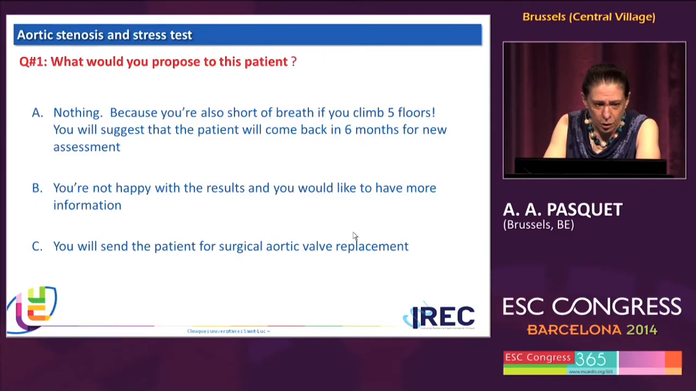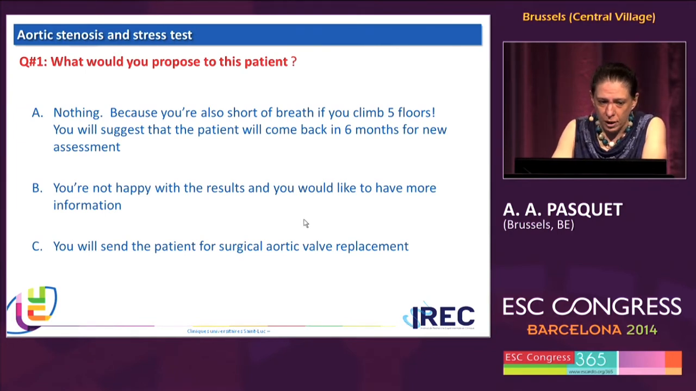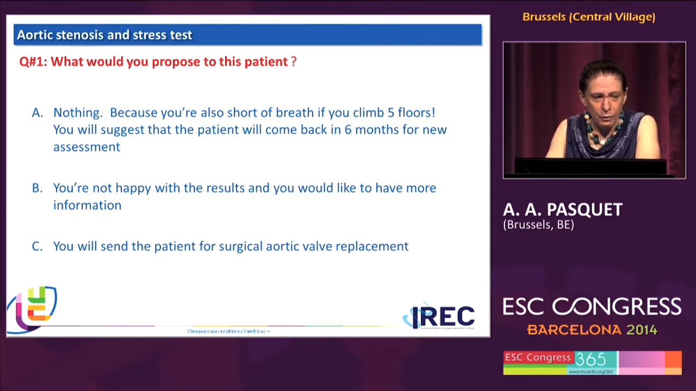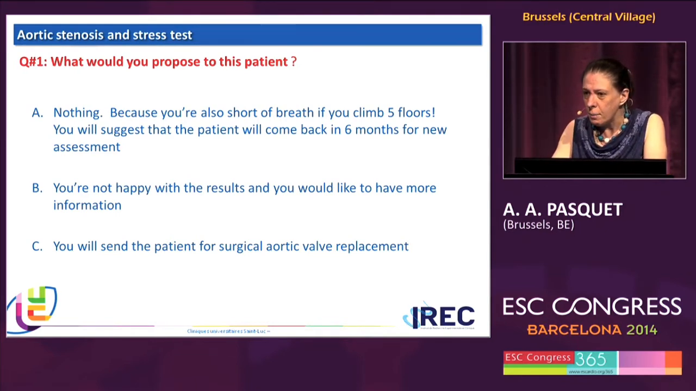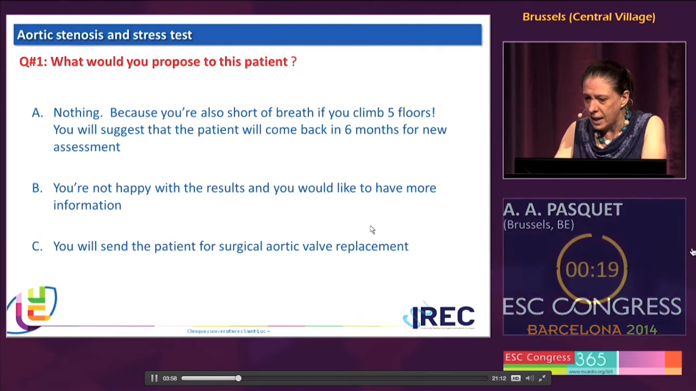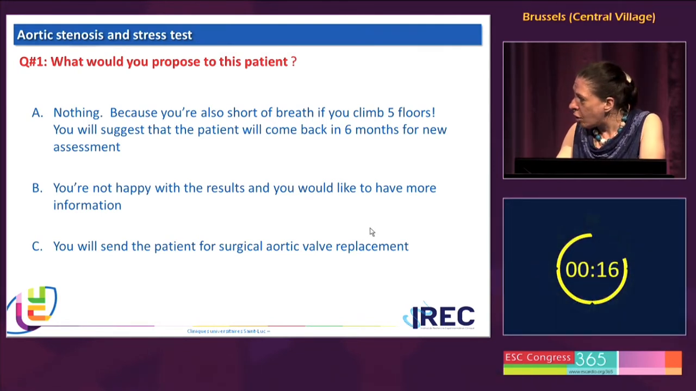My first question is, what would you propose to this patient? First, nothing, because you are also short of breath if you climb 5 floors. Second, you suggest that the patient comes back at 6 months for a new assessment. Third, you are not happy with the result and you will seek more information. And fourth, you send the patient directly for surgical aortic valve replacement. Please vote now. While you are voting, I will ask the advice of the panel on the echo appearance of this aortic valve.